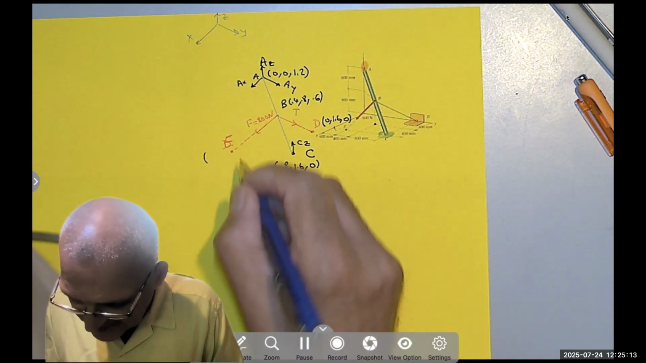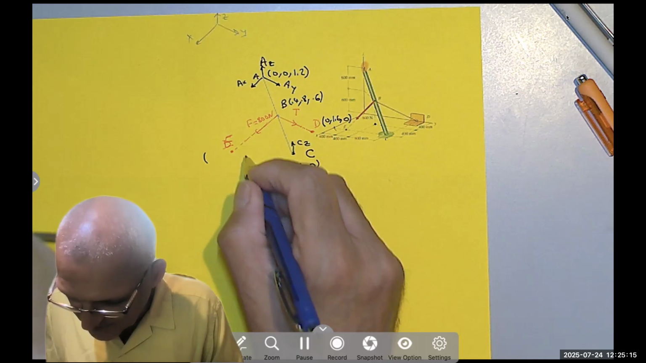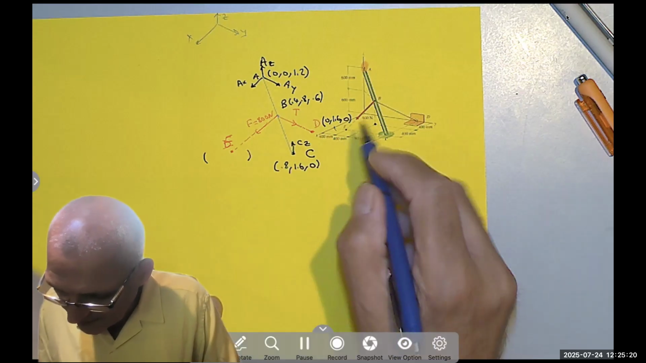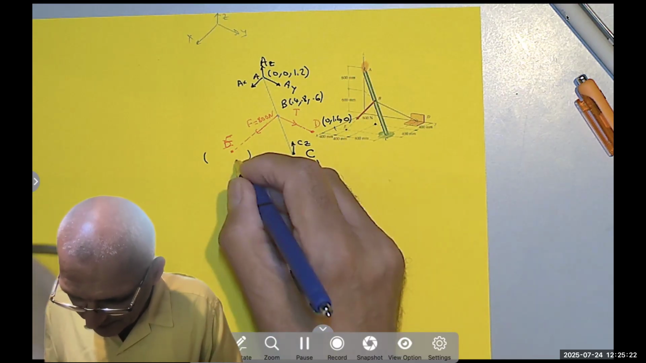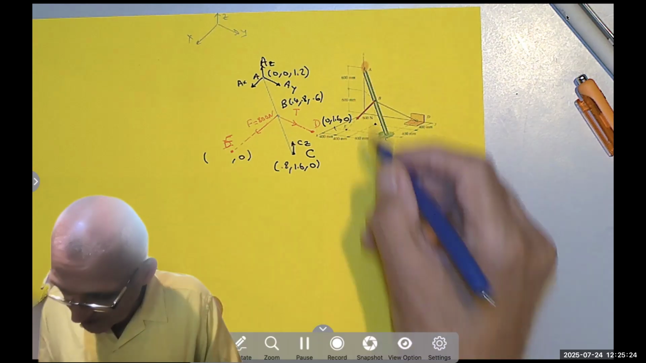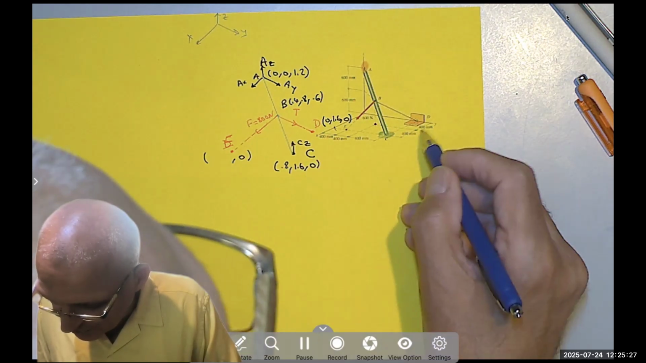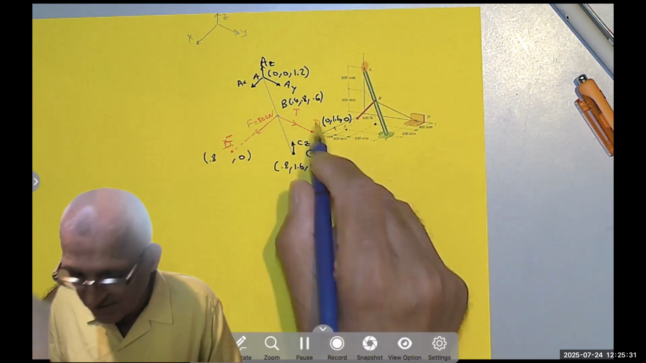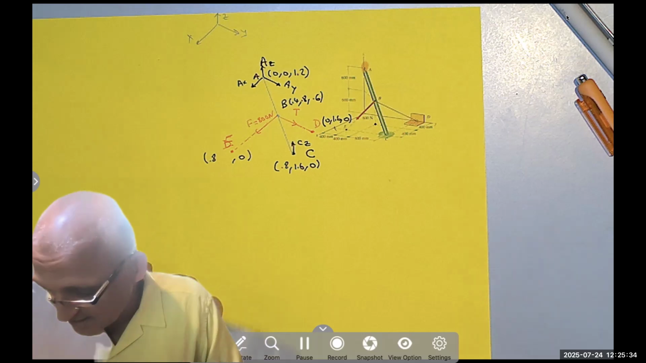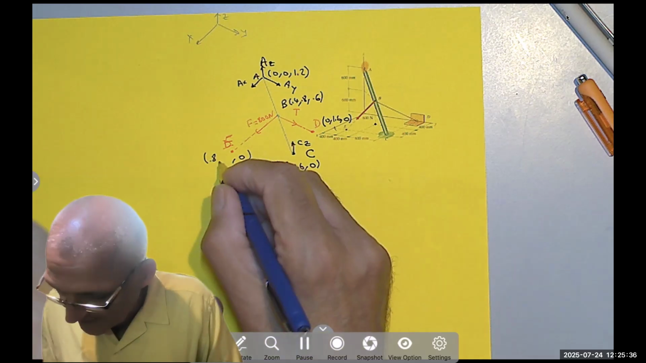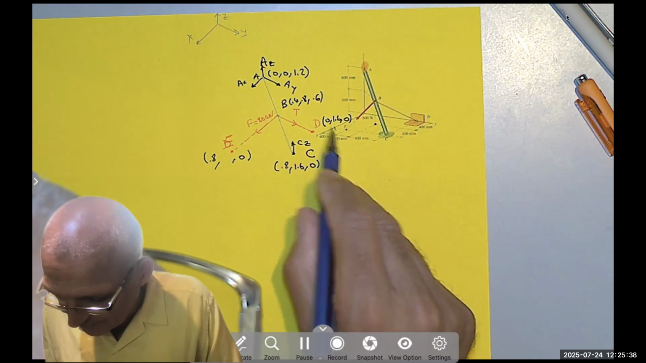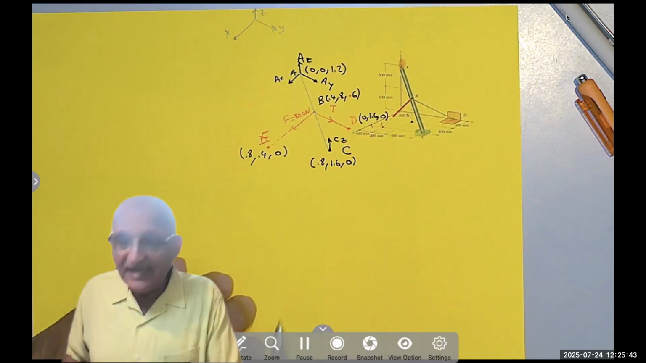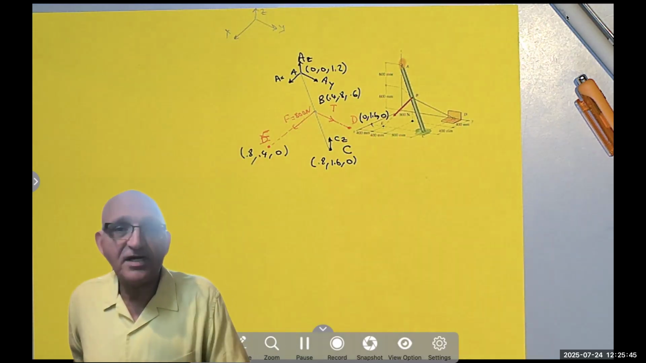Finally, I have point D, point E, I keep saying D because I wrote it D originally. Point E also is in the xy plane, so its z value is 0. Along the x, I have 400 and 400, so it's 0.8 like C because they are on the same x coordinate. And its y value is only 400, right? 0.4. And now I have a complete free body diagram.